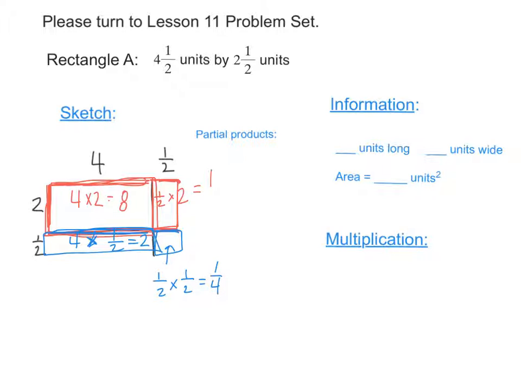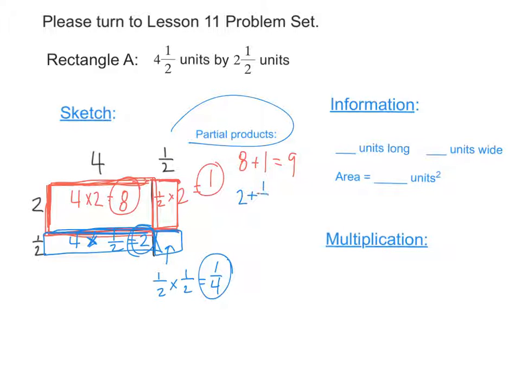Now, let's add up the red part first. I have 8 plus 1, which is what? 9. Okay, go ahead and write that in the middle there. And you can even see here I wrote partial products, so go ahead and write that. 8 plus 1 equals 9. What about the blue part? I have 2 plus 1/4, which is 2 and 1/4. Now, if I want to find the total area, I just add up 9 plus 2 and 1/4, which is 11 and 1/4 square units, right?